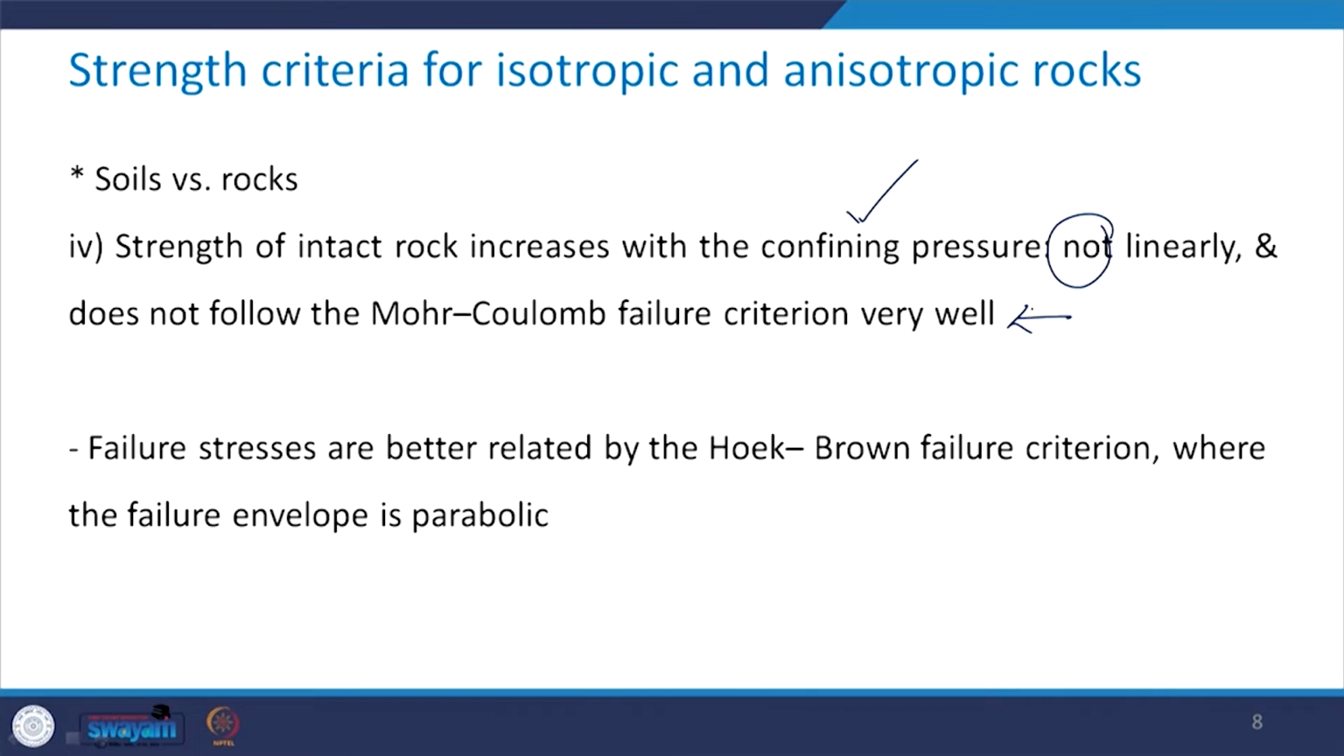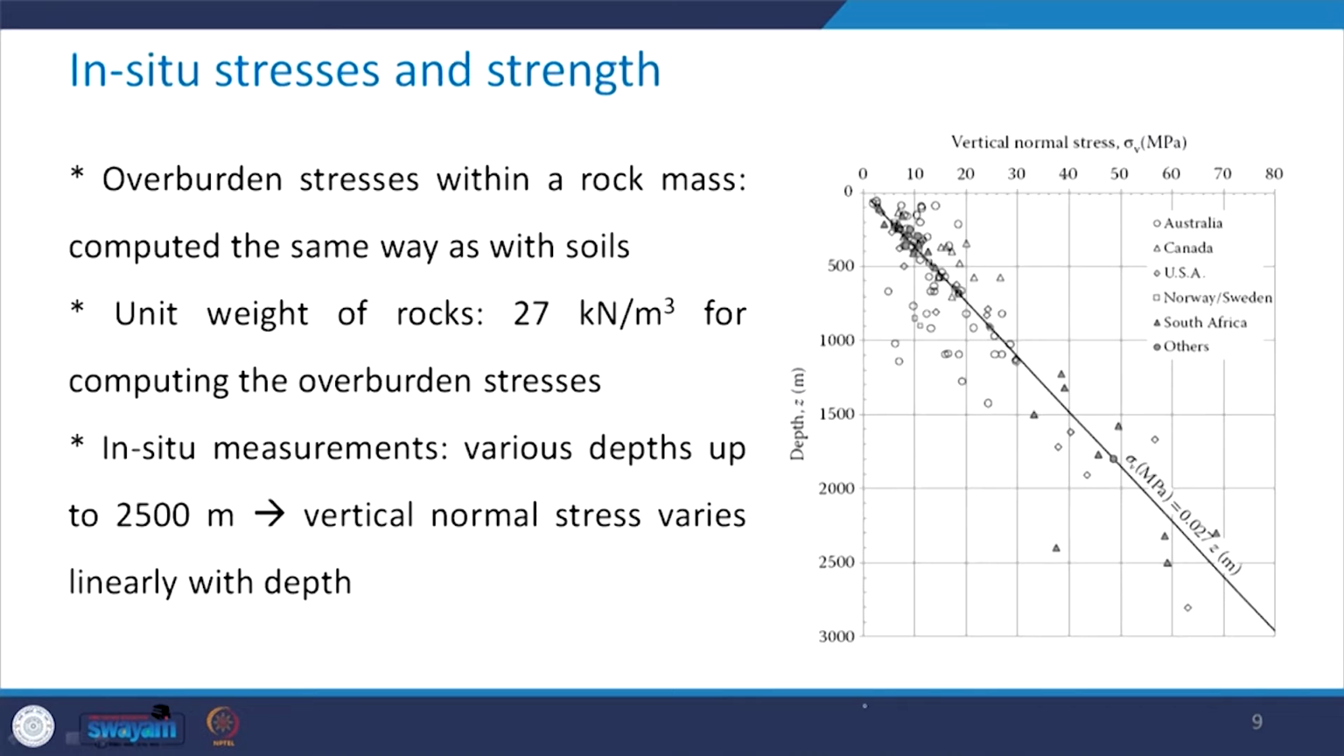So, in the case of rocks, failure stresses are better related by the Hoek-Brown failure criterion, where the failure envelope is parabolic and not linear. But what happens in the case of soils? Most of the time we say that the Mohr-Coulomb failure criterion is fairly applicable in the case of soils. So, having these differences between these two materials in mind, let us have a look at the aspects related to in situ stresses and strength.